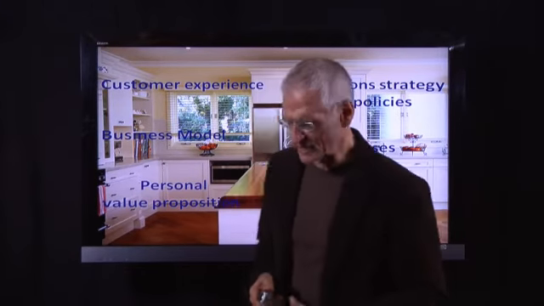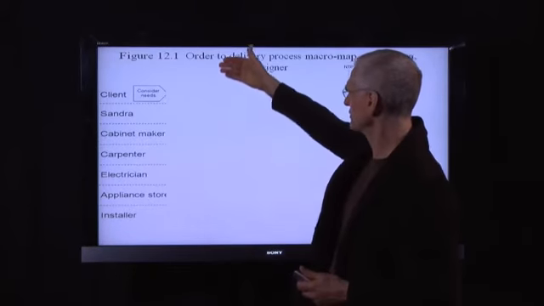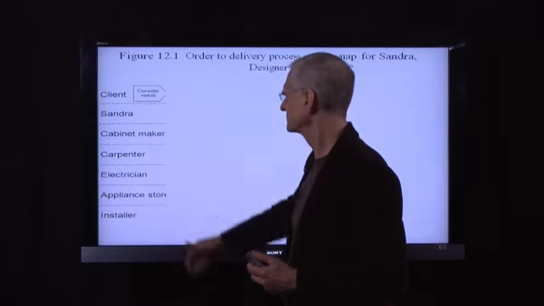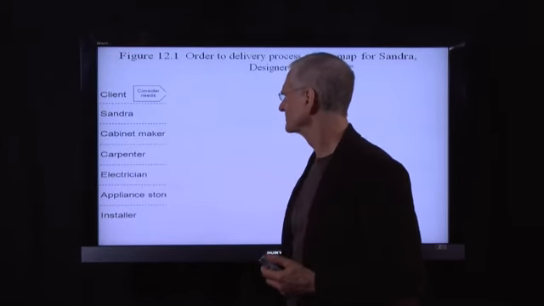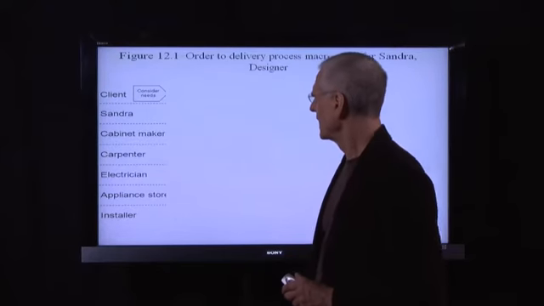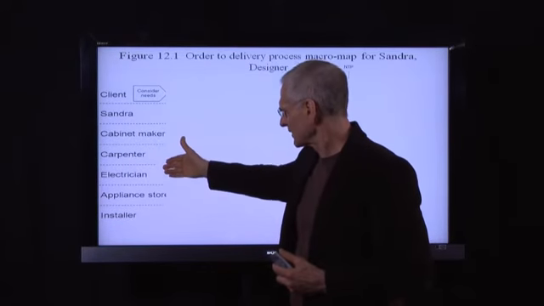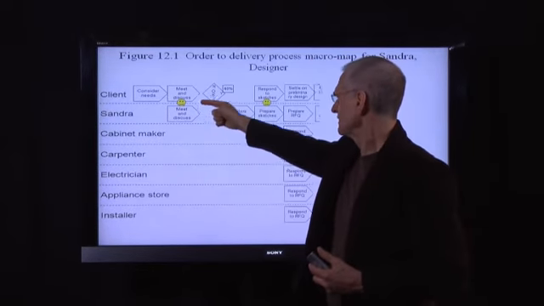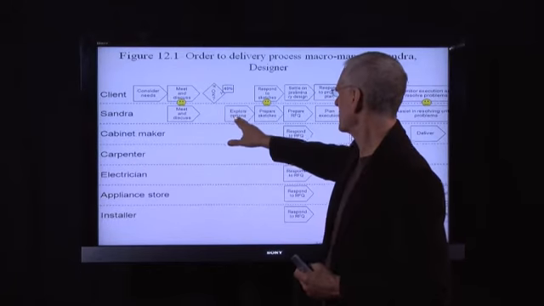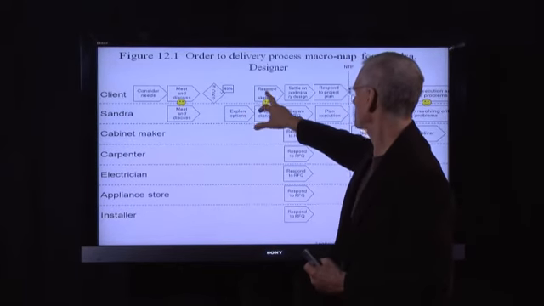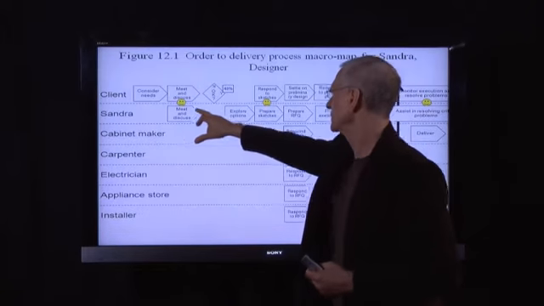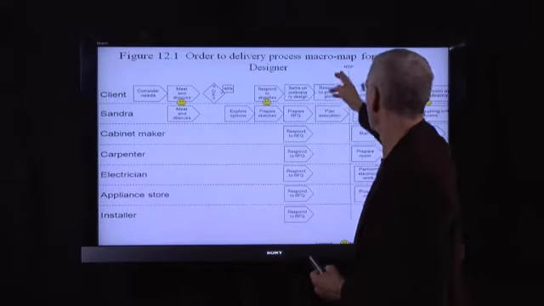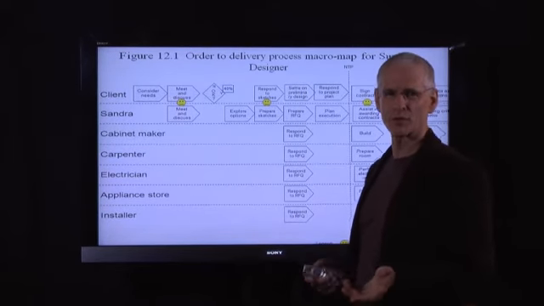We can look at Sandra's overall process, major business process, if you like. The client, by the way, I was Pierre, she is Sandra. Cabinet maker, carpenter, electrician, appliance store. First meeting. Is it okay? We meet, explore options together. This, by the way, is the second moment of truth. First moment of truth: prepare sketches, respond to sketches, moment of truth. NTP is notice to proceed.